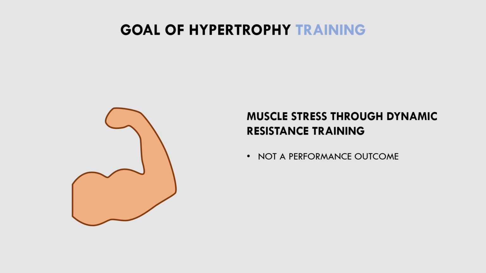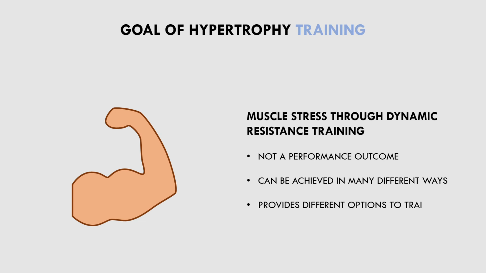This can be done in many different ways, with different exercises, rep ranges and loads, tempos, rest periods, techniques and more. There is no single best method to maximize muscle growth, there are many different ways to achieve hypertrophy. This is because there are a range of different methods that can still stress the target muscle and provide a hypertrophy response. This is important to understand because it gives us different options to train around our injury.